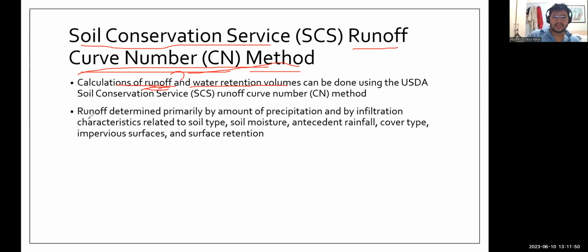And what this model or method does is that it takes in the input precipitation, the input infiltration characteristics of the soil, moisture, antecedent rainfall, meaning the previous rainfalls, land cover type, impervious surfaces, and surface retention.